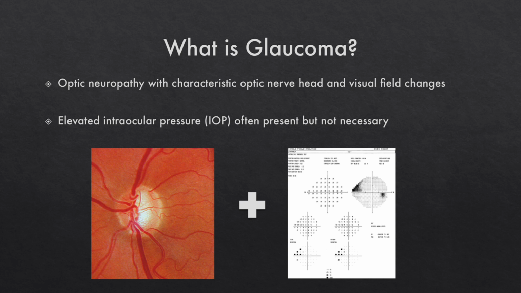Glaucoma is a group of diseases that damage the optic nerve with characteristic optic nerve head and visual field changes. Elevated intraocular pressure is often present, but not necessary for the diagnosis, as in normal tension glaucoma.